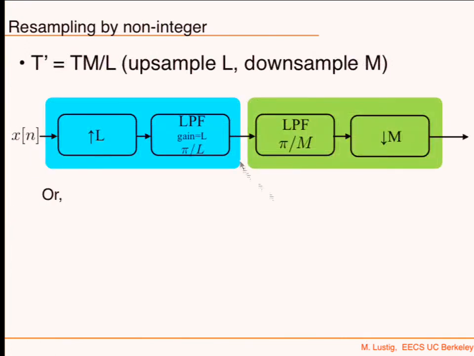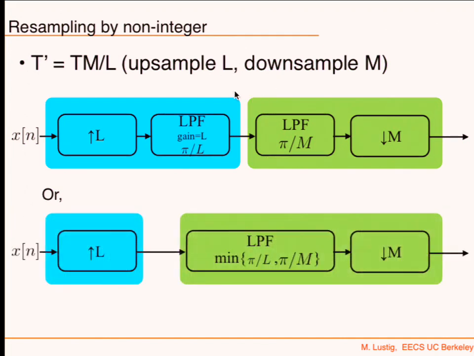Okay, so now if you want to resample by a non-integer, as if you're sampling at a new rate, which is t times M over L, so upsample by a factor of L and downsample by a factor of M. What you do first is upsample by a factor of L, low-pass filter with pi over L, then low-pass filter with pi over M to avoid aliasing, and then downsample by a factor of M. Of course, you don't have to do two low passes. You can just take the minimum of these two. So you upsample by a factor of L, low-pass filter by the minimum of these, and then downsample.